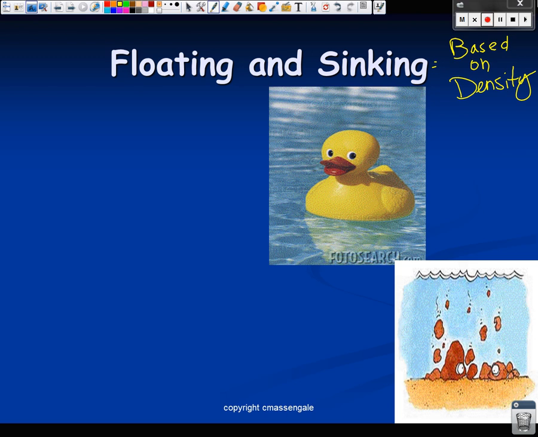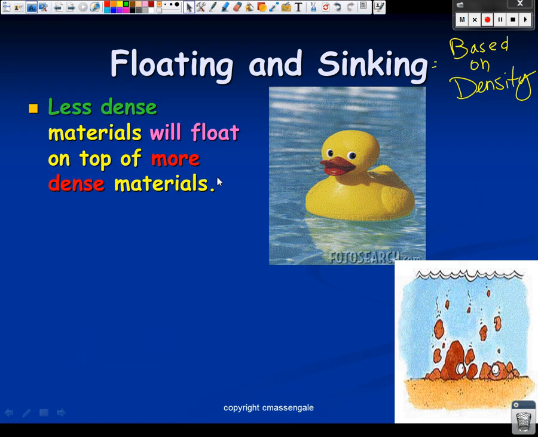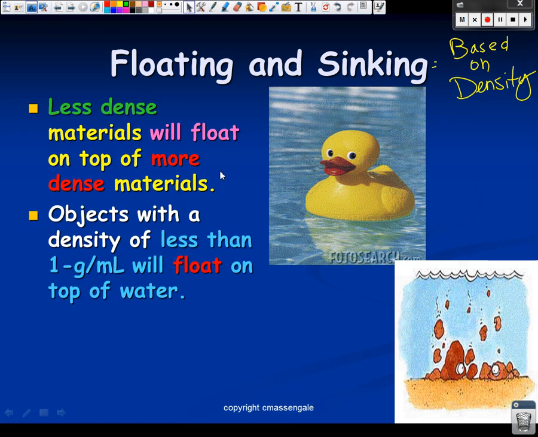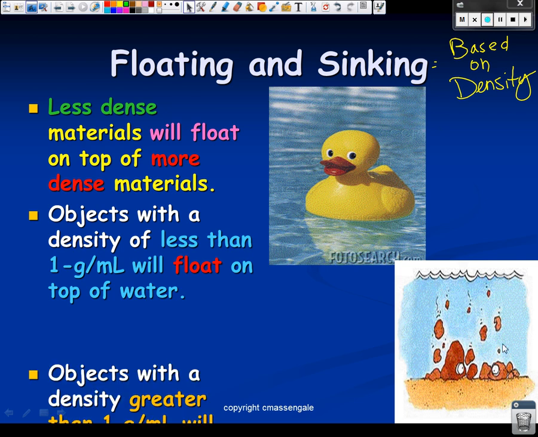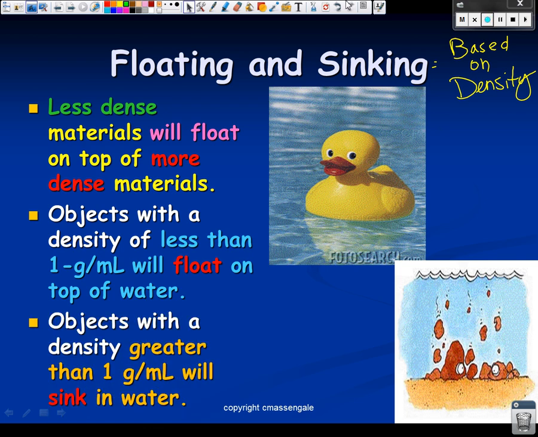If I throw this mouse across the room, don't be scared. Less dense materials will float on top of more dense materials. Does it just have to do with water? We'll talk a little bit more about that later on. So what about these rocks? In terms of their density, what do we know about the density of a rock? It's more than 1. Very good. So objects that are greater than 1 sink. Objects that are less than 1 will float.